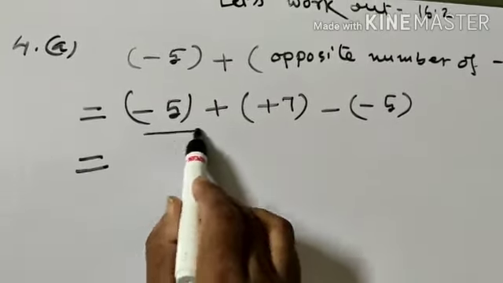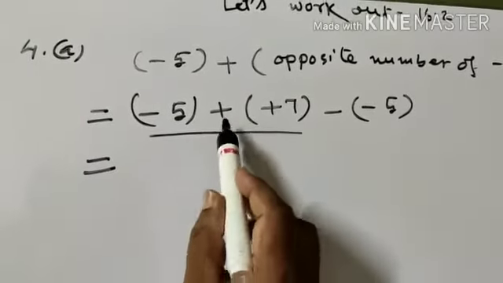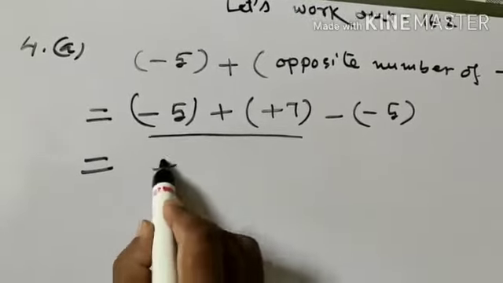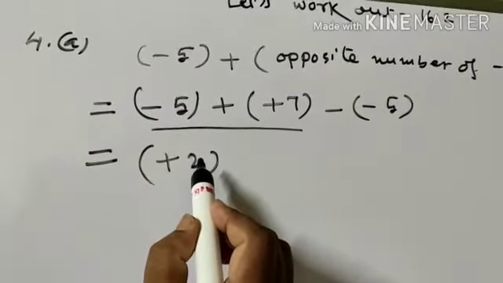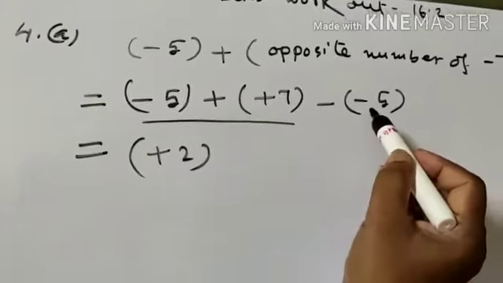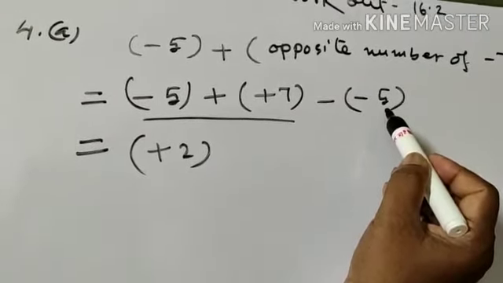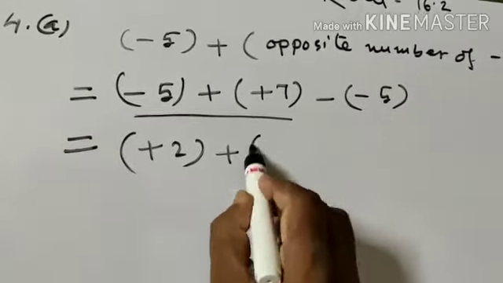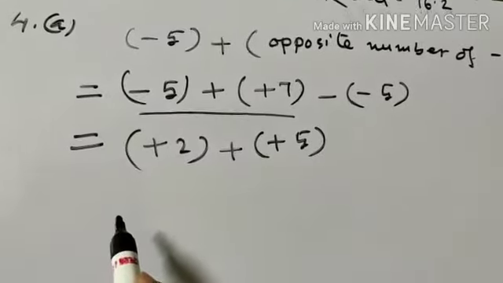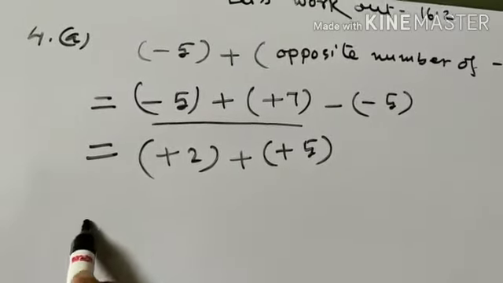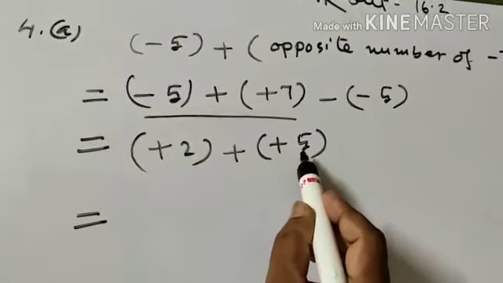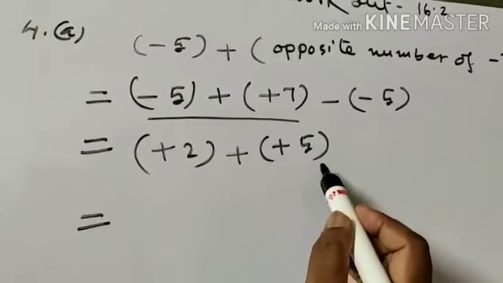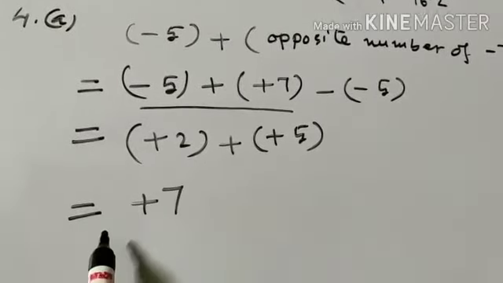we first add these two numbers, that is minus 5 plus plus 7, and you get plus 2, and we know the opposite number of minus 5 equals to plus 5, so we have plus of plus 5. Now we add these two numbers, plus 2 and plus 5, so we have plus 7.